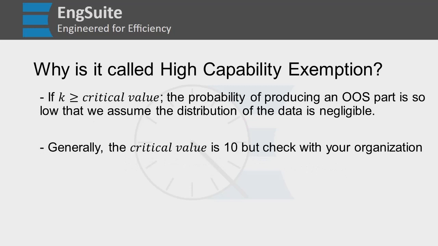Okay, so why is it called a high capability exemption? Well, most organizations, if they're using a high capability exemption, will have a critical value. So if K is greater than or equal to that critical value, the probability of producing an out of spec part is so low that we assume the effect of the distribution is negligible. Generally, this critical value is going to be 10, but make sure to check with your organization. Okay?